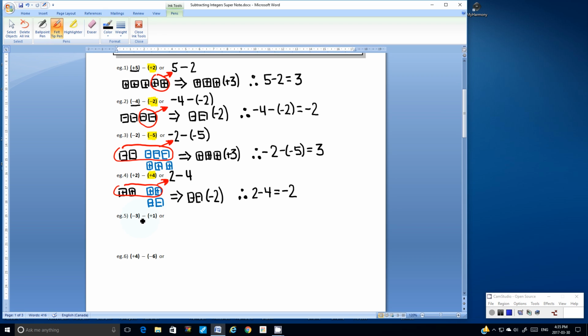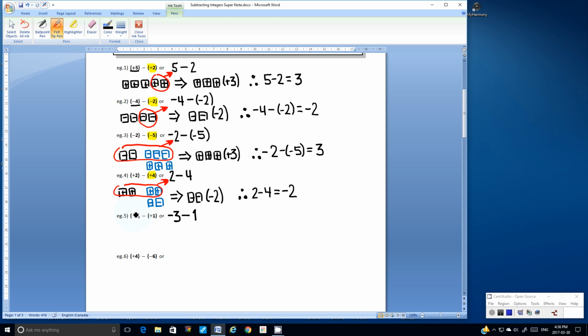Negative 3 is the first integer. We can take away the brackets, so we have negative 3, subtract, and the second integer is positive 1. So we can take away the brackets and take away the positive symbol, and we're just left with 1. Negative 3, subtract 1. Okay, let's go through our steps.